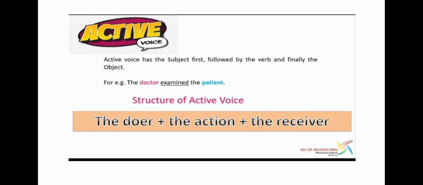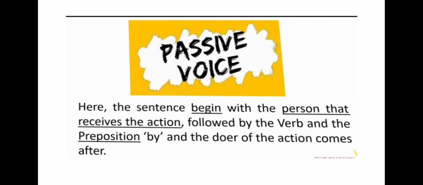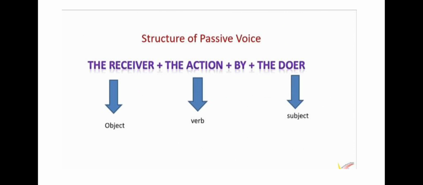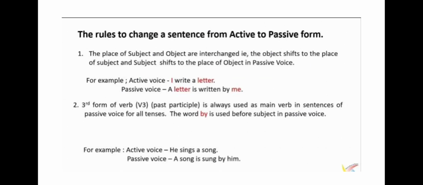Now, the structure of the active voice is the doer plus the action plus the receiver. And in passive voice, the structure is the receiver of the action, that is the object, plus the action plus by plus the doer, that is the subject, right? And again, we have also seen some rules which we should keep in mind when we change from active to passive form. So these are the rules which we have learned.